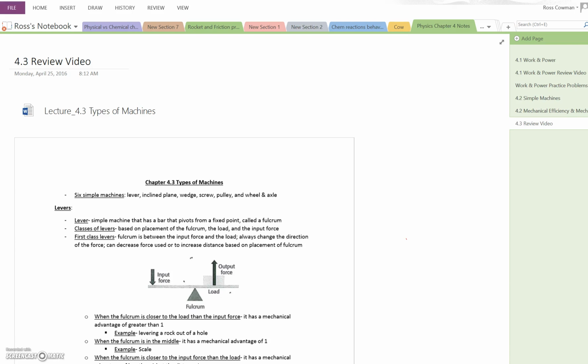So this video will serve as a review of chapter 4.3. 4.3 reviews types of machines. So we've already talked about a bunch of the simple machines, just kind of in passing, about how they work, why they make the output force greater than the input force by manipulating distance. In general, there are 6 types of simple machines: the lever, the inclined plane, the wedge, screw, pulley, and wheel and axle.